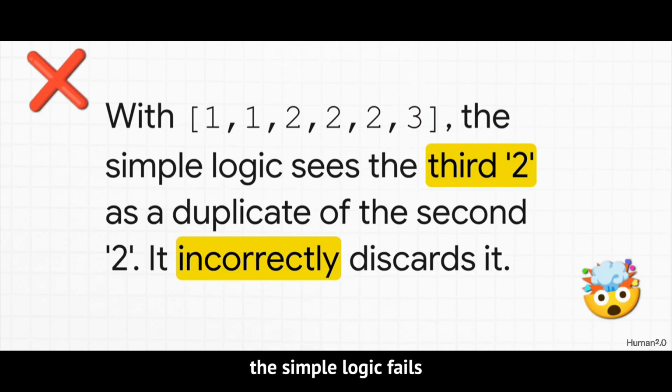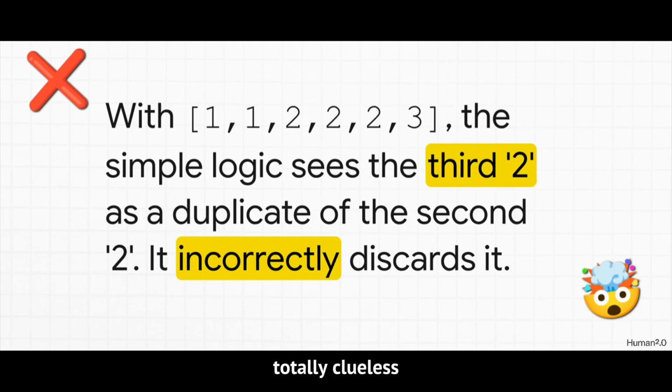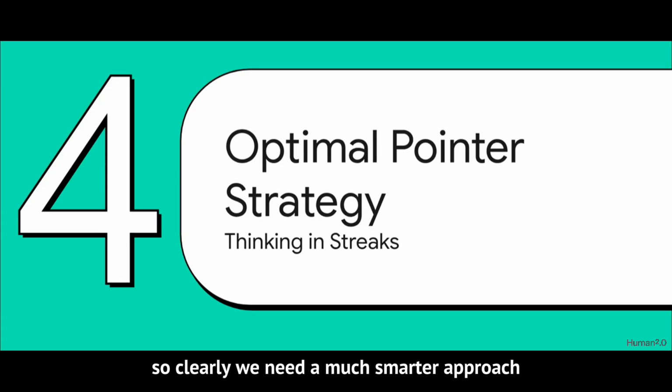The simple logic fails because it only has a memory of one. When it gets to that third 2, it compares it to the number that came before it in the modified array, which was the second 2. It sees they're the same and throws it out, totally clueless that we were actually allowed to keep that second one. So clearly, we need a much smarter approach.